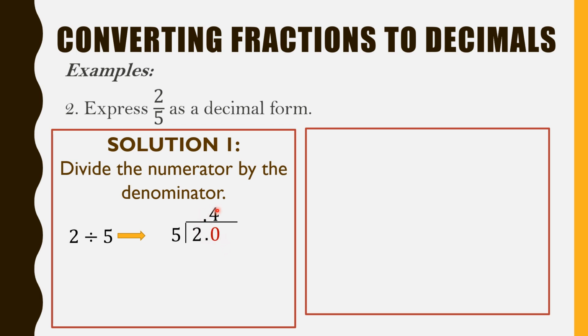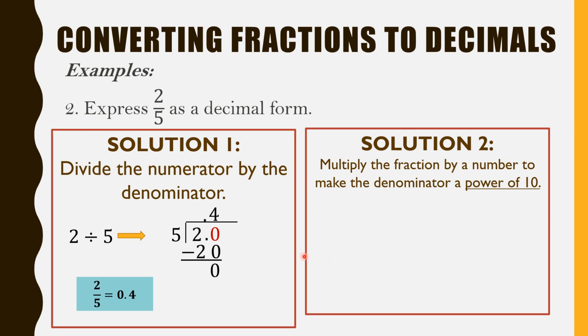Now we multiply 4 times 5, that is equal to 20, and 20 minus 20 is equal to 0. Okay, no need to add more zeros because we already have the answer, which is 0.4.